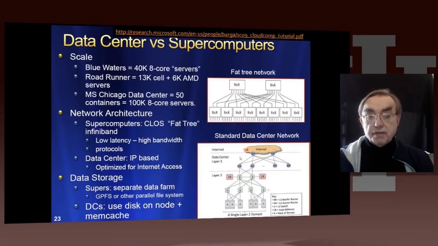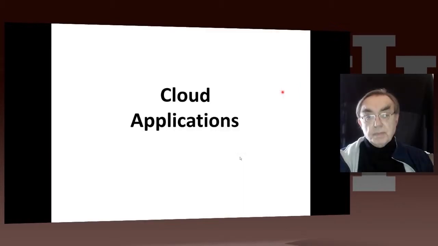So here we have the data center network, relatively simple. Here you have a fancy fat tree network, which is how you do supercomputers. These are optimized for high bandwidth, low latency between the nodes of the supercomputer.